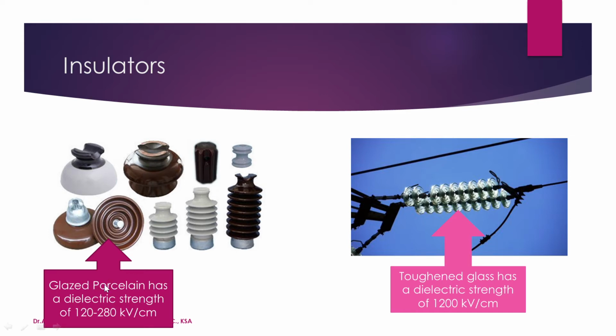Now what is porcelain? Porcelain is nothing but clay. It consists mainly of clay. Clay means sand, and it has silica. Now why do they prefer to use sand and silica? Because sand and silica have good insulating capacity. So this is a single insulator, whereas this is a string of insulators.